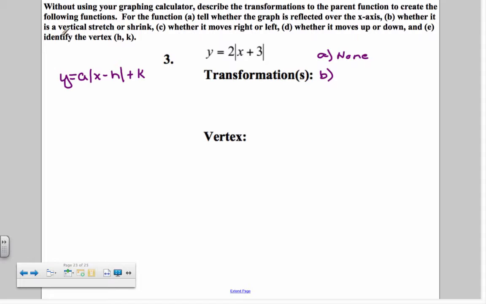Part B asks me whether there's a vertical stretch or shrink. Again, I'm looking at my a for this. My a here is 2. Because 2 is greater than 1, I know that I have a vertical stretch. If my a were a fraction, then I would have a vertical shrink.